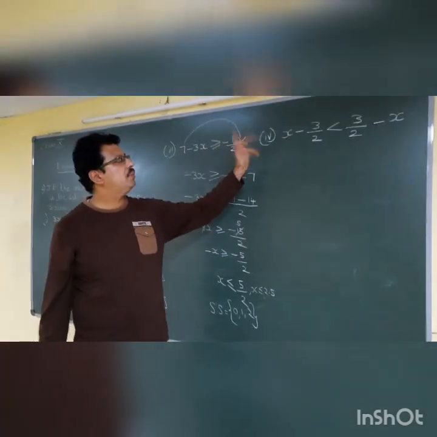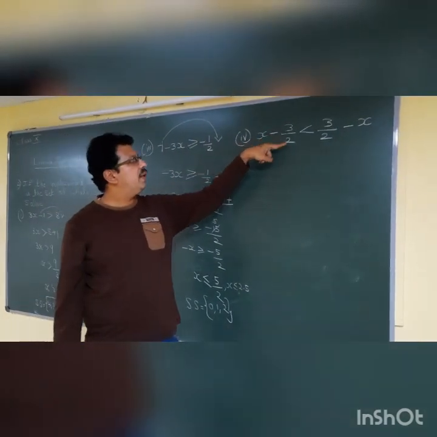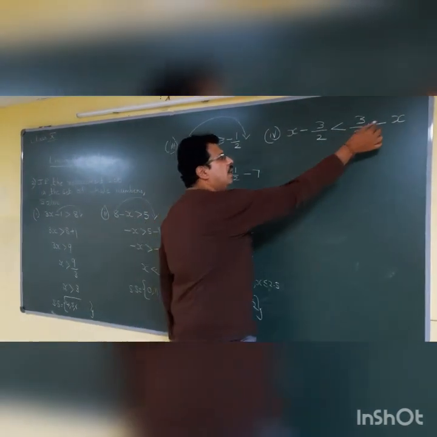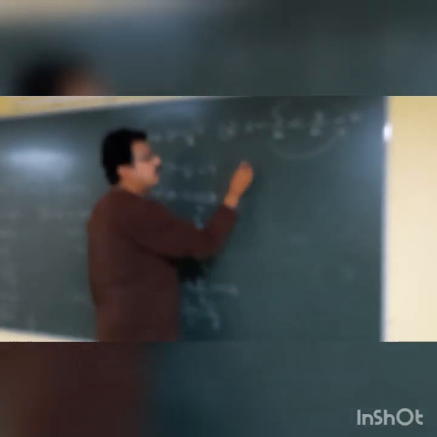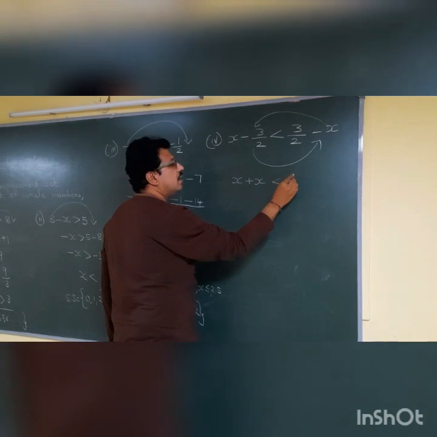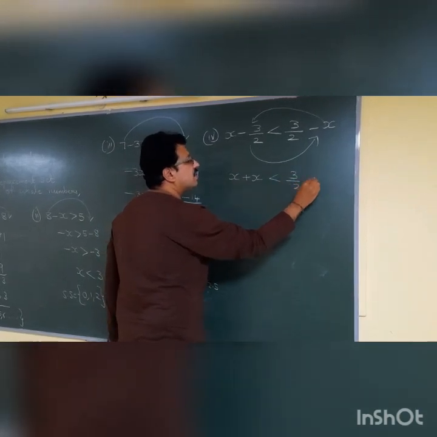Okay, the same way we will move on to the next problem here. If you all observe, x minus 3 by 2 less than 3 by 2 minus x. The same way we will do it. We bring all the x to the one side and minus 3 by 2 to the right hand side. So it becomes x plus x less than 3 by 2 plus 3 by 2.